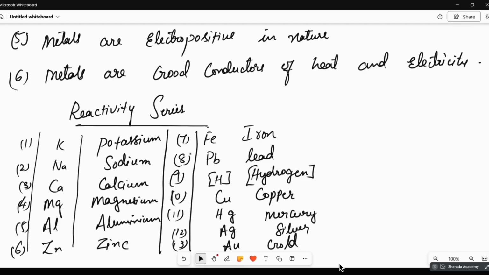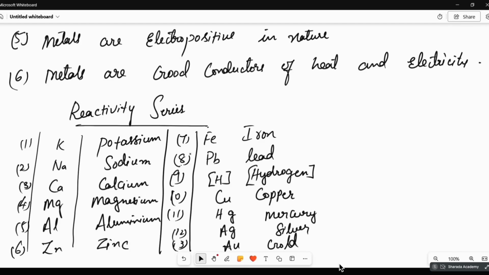Another reason is that gold is difficult to mine. We get very little of it, but more than that, its properties matter: it is lustrous, ductile, malleable, and also the least reactive. That is the reason. And this reactivity series is very important.